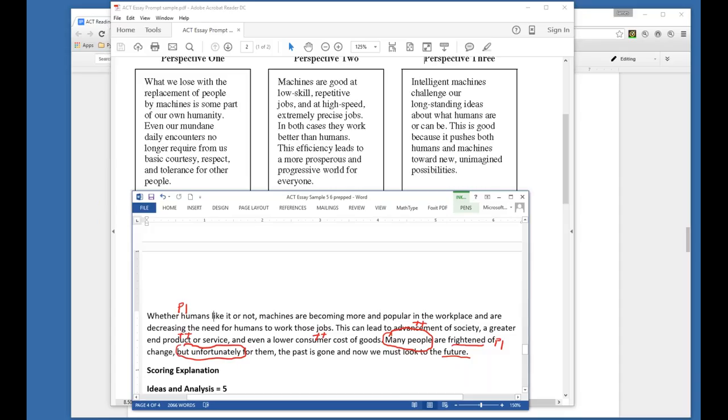So, I'm going to save that right now, I'll save it as a PDF. And we will send it out.